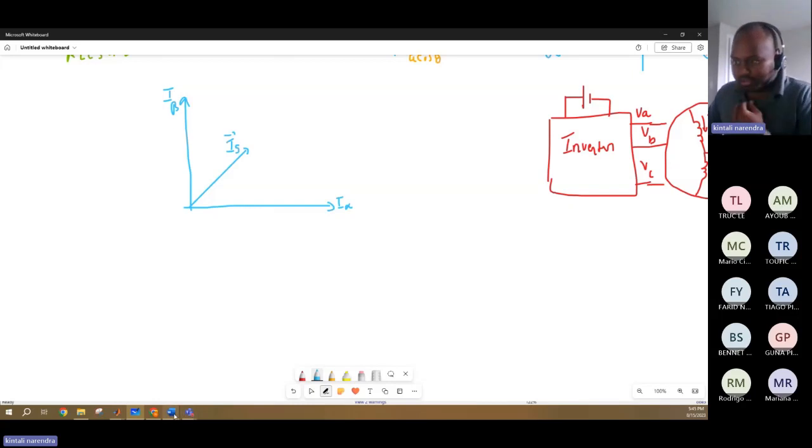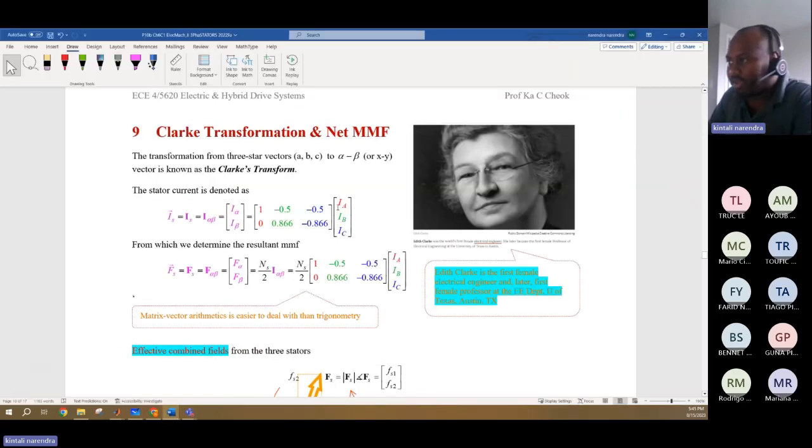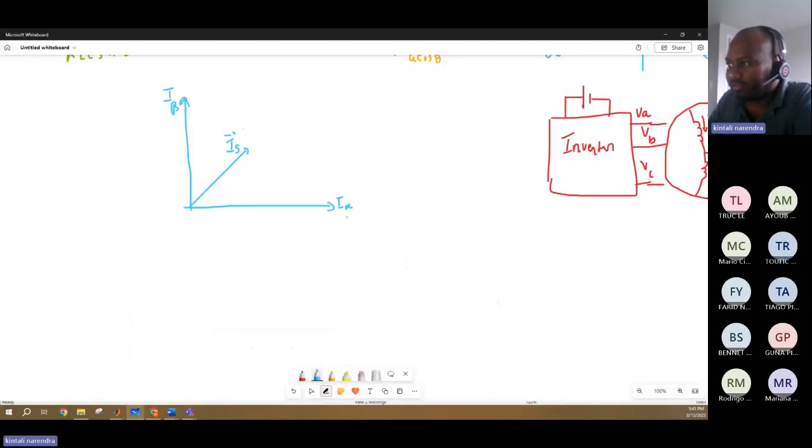Guys, do you agree? If you look at this, IA, IB, and IC are producing a resultant magnetic field IS, and intermediate you call it I alpha and I beta. So this is I alpha and this is I beta, and this is IS, and the angle is theta S.